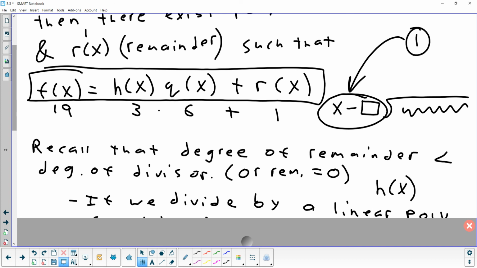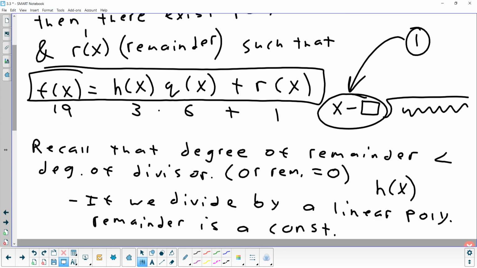It doesn't have to be 1. The remainder could be 7 or 2. But anytime you're left with something that's degree 0, that means it's a number. It's no variable. Think of it as like x to the 0th power plus a number. All right, so if you divide by a linear polynomial, could be x minus or x plus, we're going to focus on x minus. If you divide by a linear polynomial, the remainder is just a number or a constant.